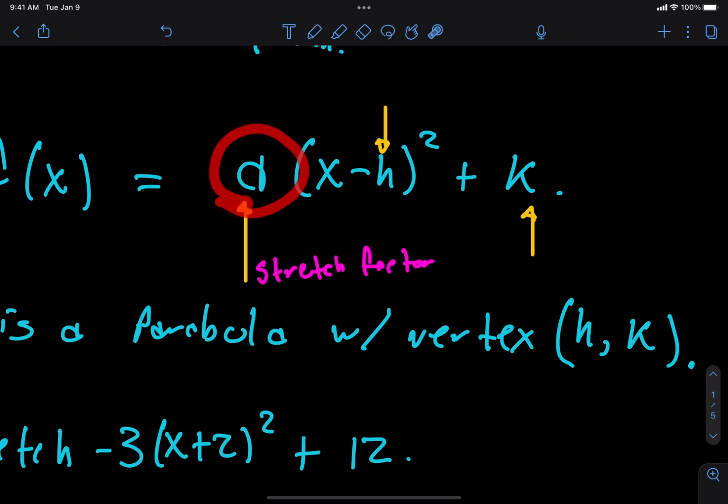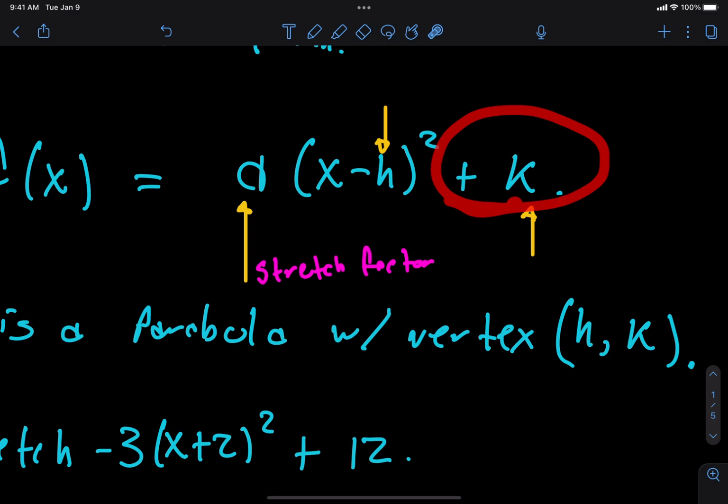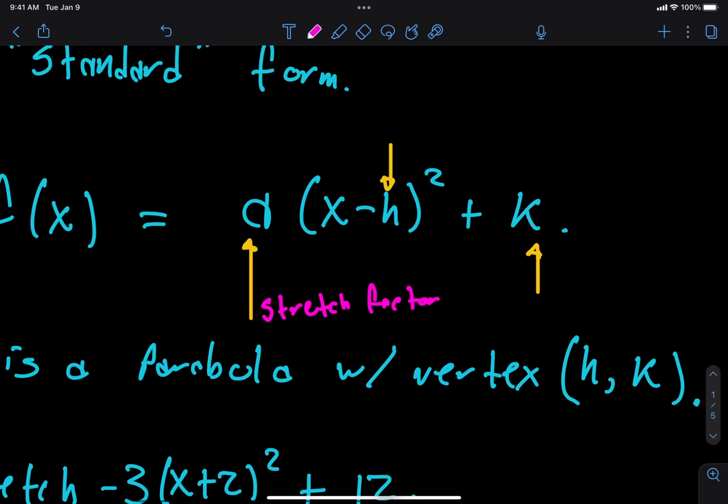So this a here is the stretch factor. What kind of stretch will this type of multiplication give us? A vertical stretch or a horizontal stretch? Well, let's talk about this number. Is this going to give us a vertical shift or a horizontal shift? Vertical, right? Why vertical? Because it is on the outside of the parentheses. And the number a is also on the outside of the parentheses, so it's also going to have to do with the up and down world. It's going to be a vertical shift, or a stretch. Okay, so that's the stretch factor. Then h is going to be the x coordinate of the vertex, and k is going to be the y coordinate of the vertex.